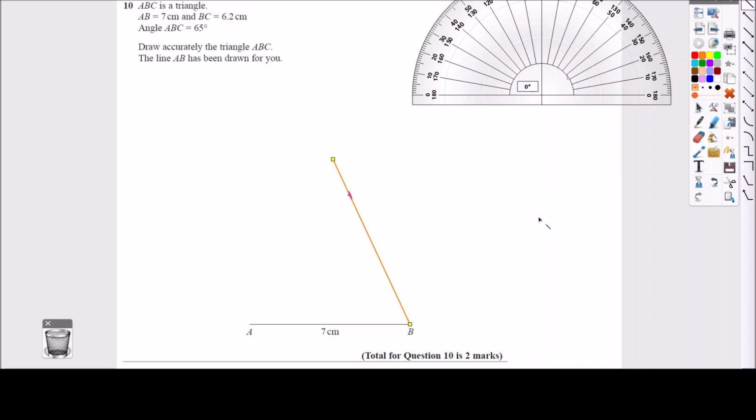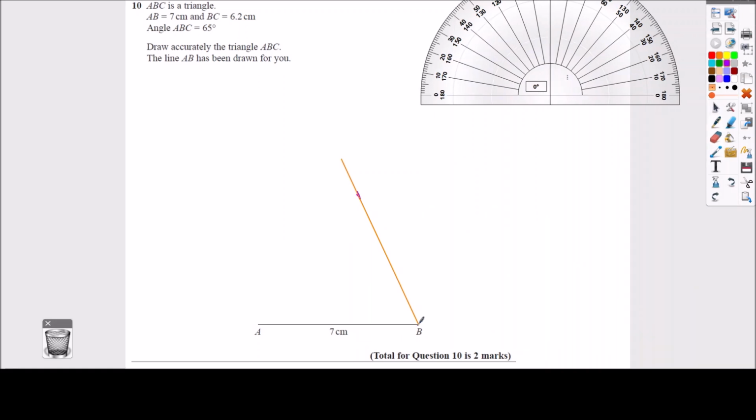You then need to get your ruler out because we're told that B to C is 6.2 centimeters. Obviously this on a screen isn't to scale. That's not going to be 7 centimeters as you look at it. So just imagine me now measuring 6.2 centimeters along here. So let's imagine that I've measured B to C being 6.2. You need to have measured with a ruler that length there is 6.2 centimeters.